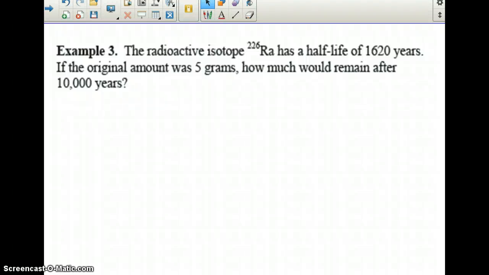Okay, so we've done 2 examples of exponential growth. Now we're going to do an example of exponential decay, and we're going to do an example involving radioactivity in a sample of stuff. All right, so we're introducing here the concept of half-life.